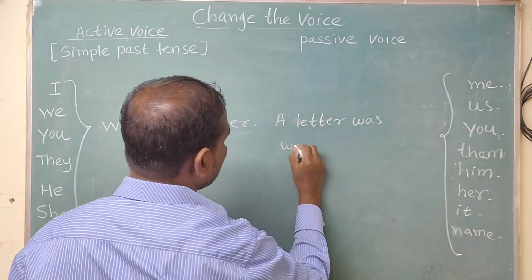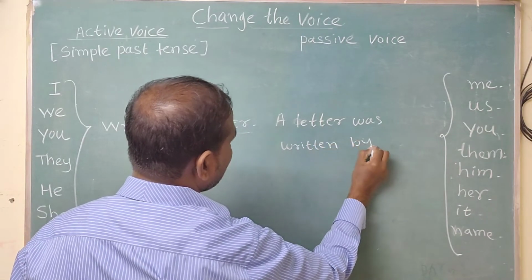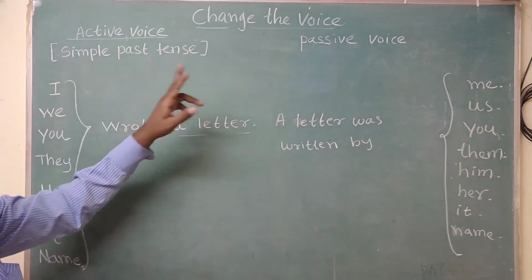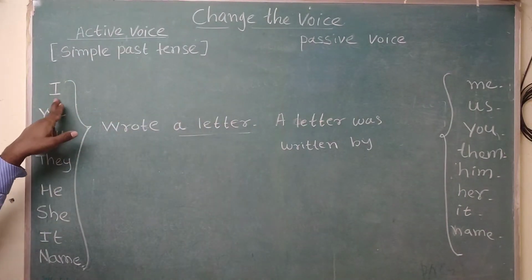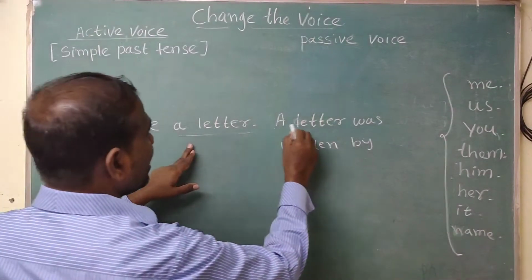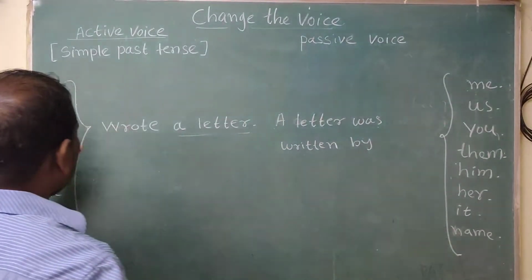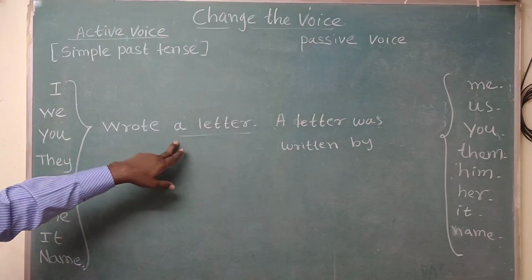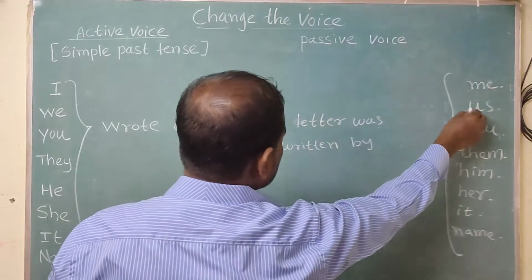Then the third form of verb, that is written, by. After by we have to use the passive form of the subject. Now what is that? See, if the sentence is I wrote a letter, then the passive form will be a letter was written by me. If the active voice is we wrote a letter, then it will be what? A letter was written by us.